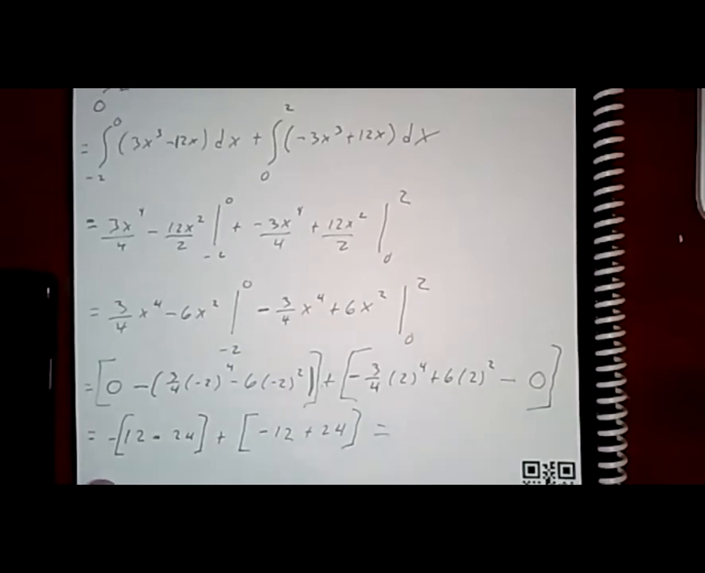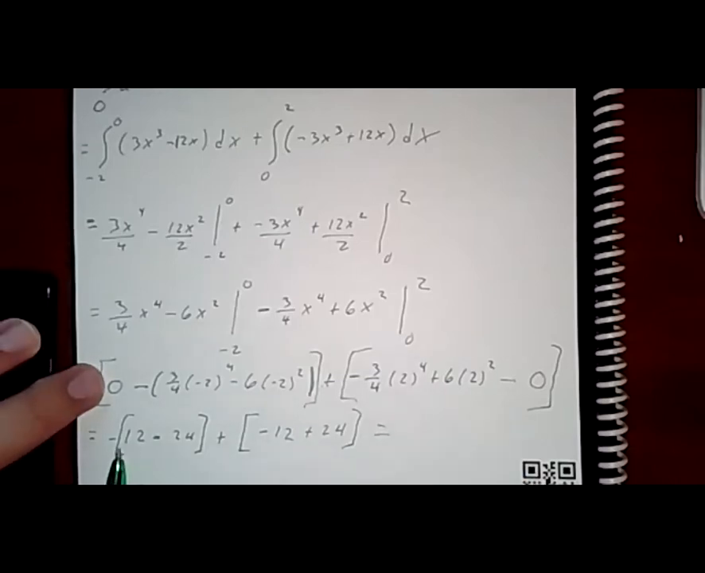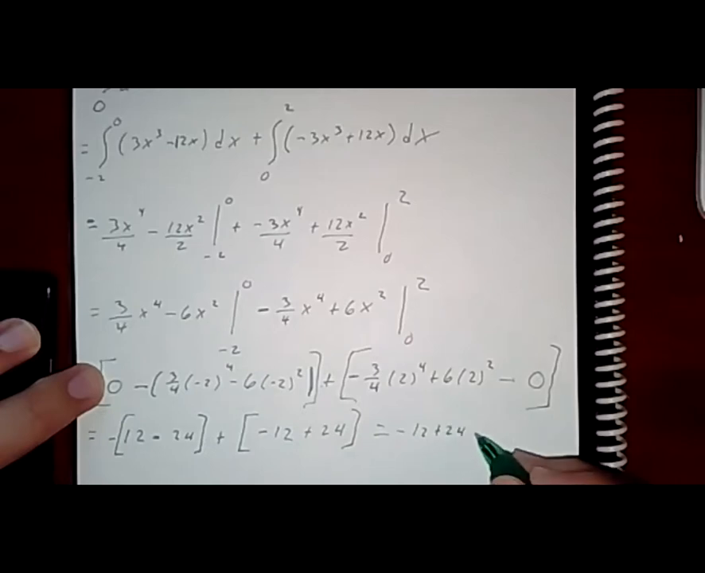Yeah, man, this is a little annoying. Let's see. Double check my stuff here. One second. Getting lost in the weeds. So this is, oh, I see. Yeah. -12 plus 24 minus 12 plus 24 is 24.